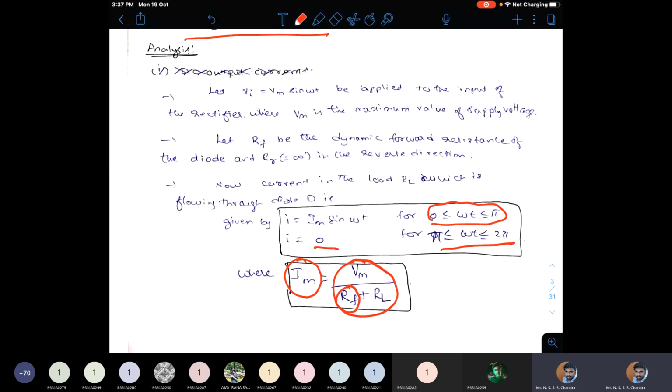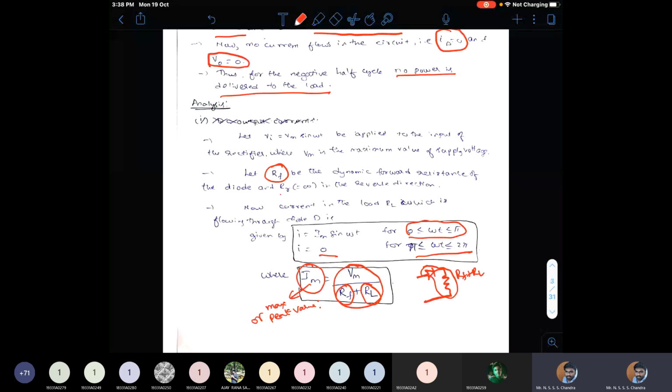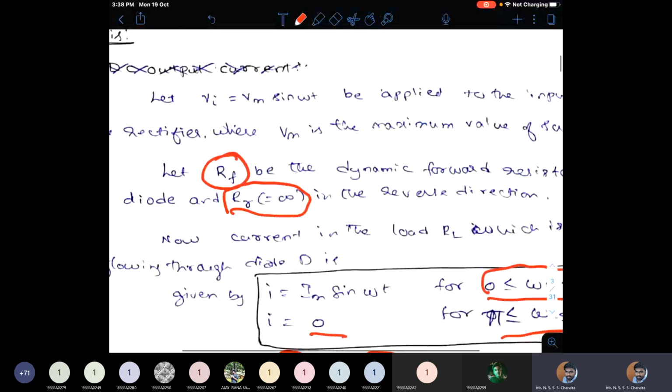One is the diode forward resistance, RF, and then you have your load resistance, because the diode and your resistor are in series. These two are in series, so your total resistance is equal to RF plus RL. That's why the current is equal to voltage divided by RF plus RL. Im means the maximum, or peak, value. Ideally your RF will be very small in forward bias, whereas the resistance offered by the diode in reverse bias will be very large. For practical purposes, we will consider it as infinite.